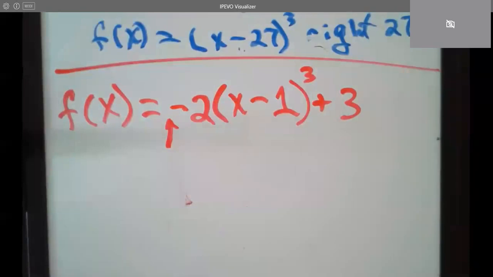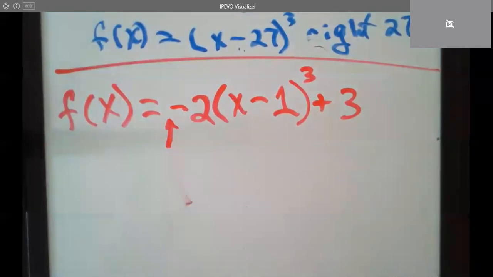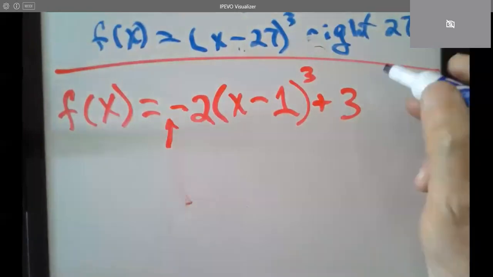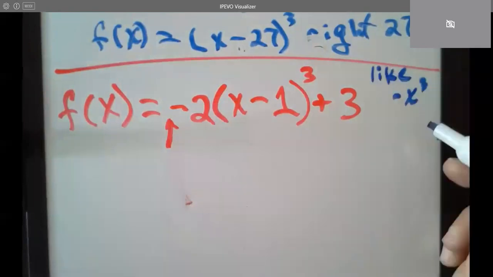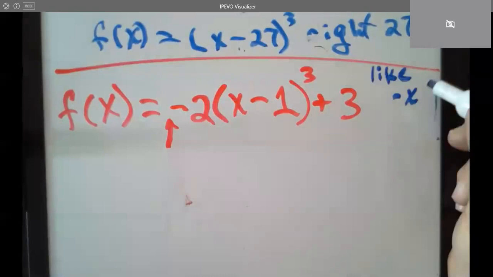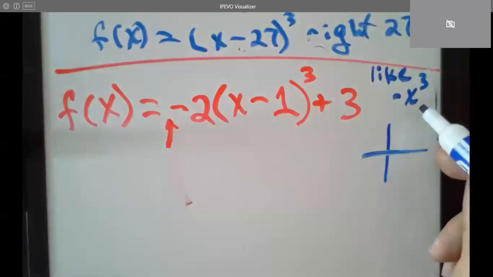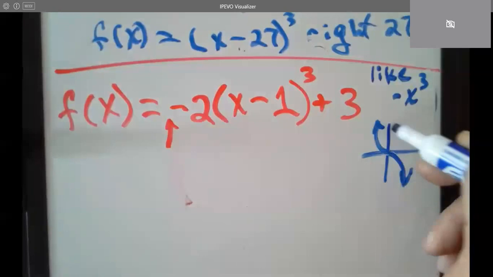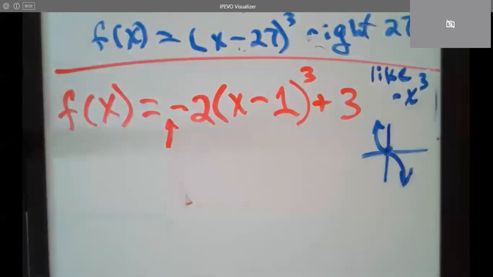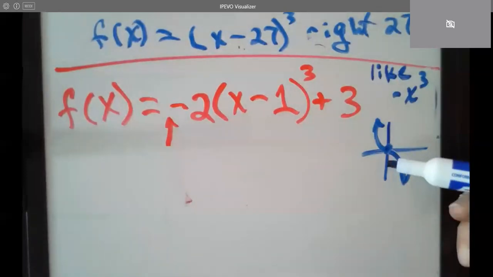So the sole purpose of this negative is to flip or reflect it. So it's going to behave like a negative x cubed. So instead of being up and to the right, it's going to be what? Down and to the right and up and to the left. So this is our parent graph that we start with. Before we do any shifting, we've got to figure out how we're going to start.